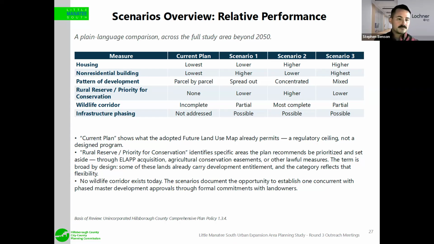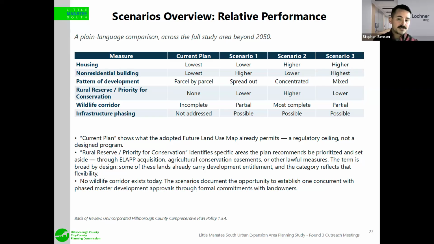Looking at the rural reserve and priority for conservation, there is not a consistent strategy for that in this area today, aside from the current adopted future land use map. But scenarios one, two, and three seek to establish some sort of priority for how that could be done.